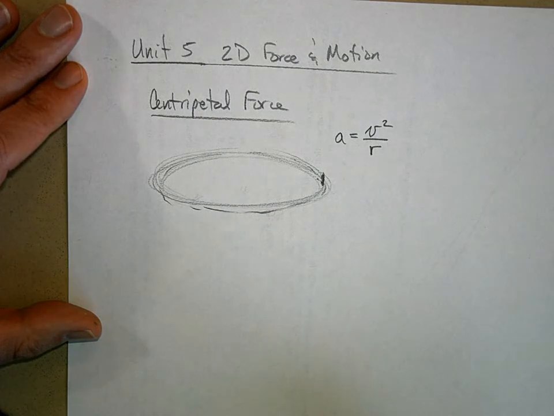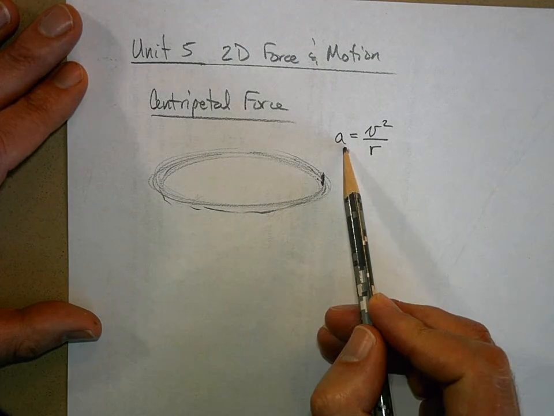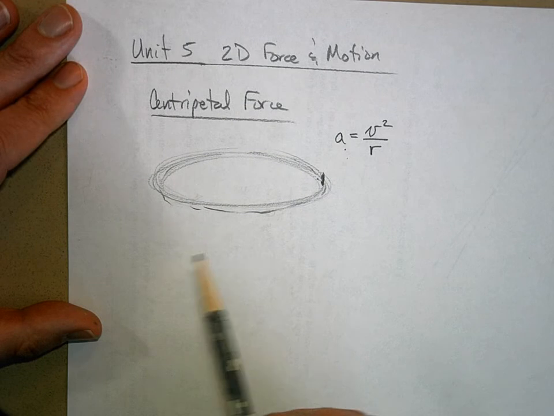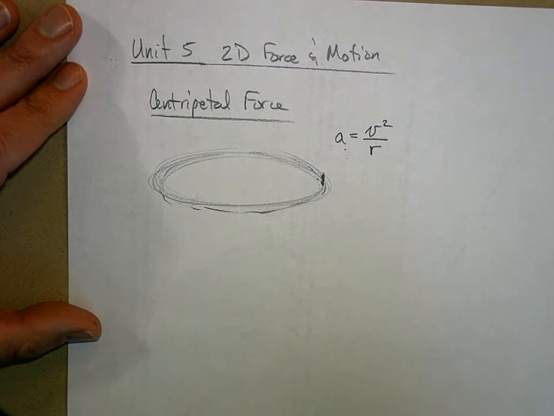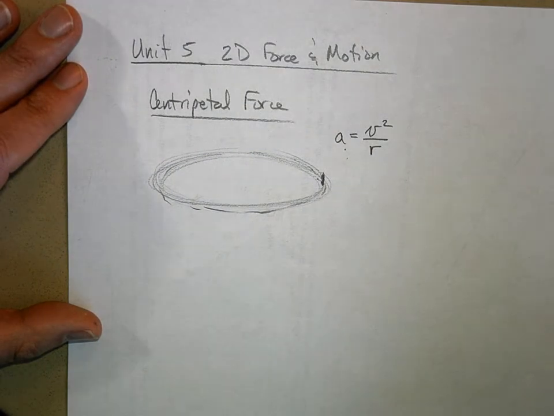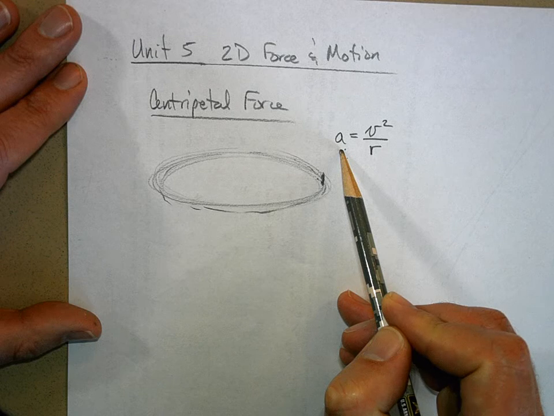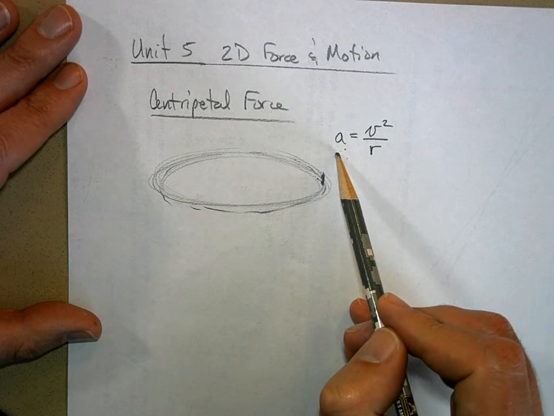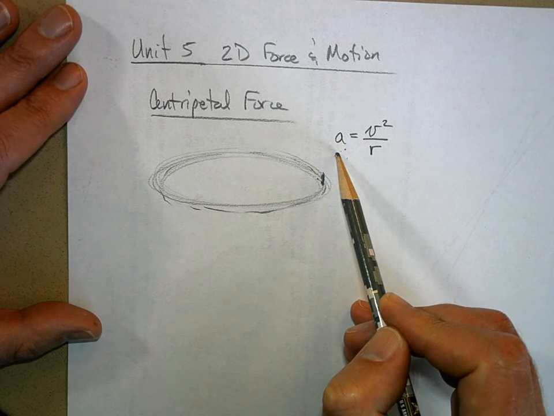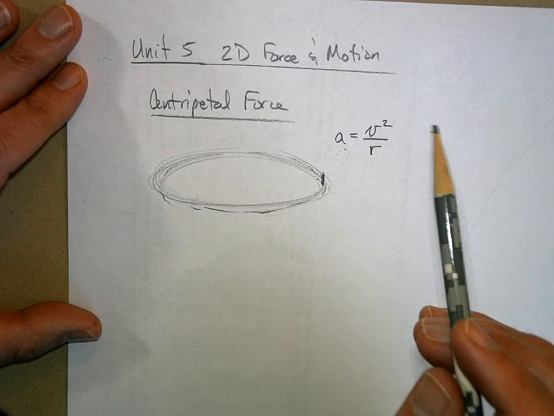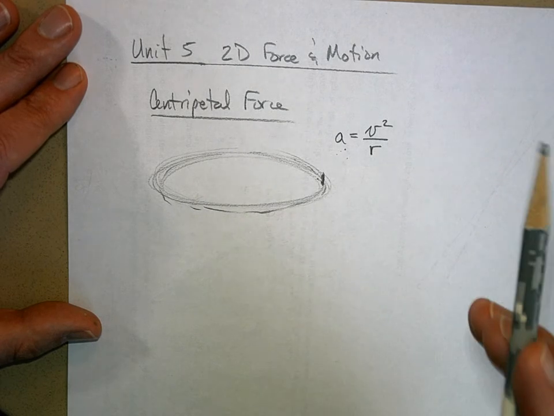And what does that acceleration do? What does the centripetal acceleration do? Does it change how fast you're going? No. Centripetal accelerations do not change how fast you're going. What do they change? The direction of your velocity vector. And since we're dealing with a constant centripetal acceleration, we're changing the direction of our velocity vector at a constant rate, which means we're going to go in a circle.